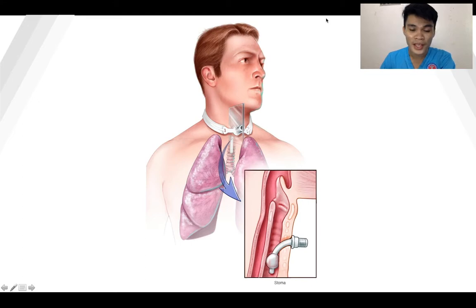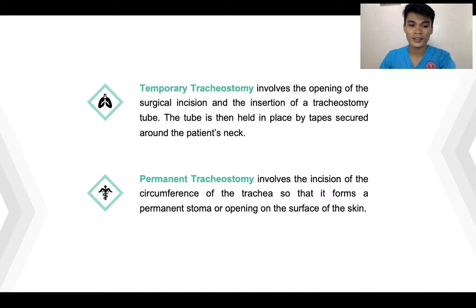Now, if the patient has a tracheostomy, it can be temporary or permanent, but it all depends on the condition of the patient. The temporary tracheostomy involves the opening of the surgical incision and the insertion of the tracheostomy tube. The tube is then held in place by tapes secured around the patient's neck. The permanent tracheostomy involves the incision of the circumference of the trachea so that it forms a permanent stoma or opening on the surface of the skin.